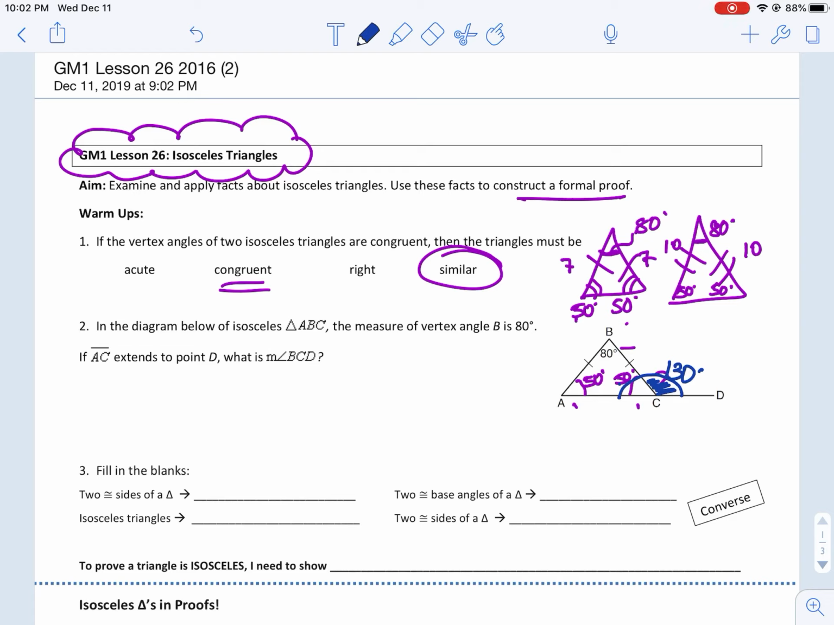The other way is to think of this as an exterior angle of the triangle, which it is. And so it must be equal to the two non-adjacent interior angles, or the remote interior angles. So if we took that 80 and that 50 together, we would get that 130. So that would be our final answer there.